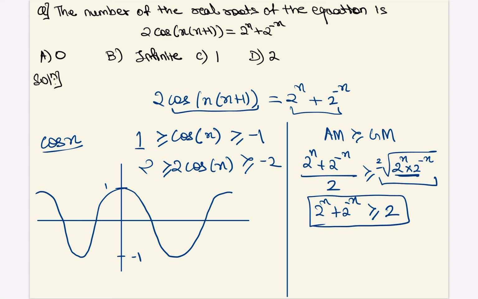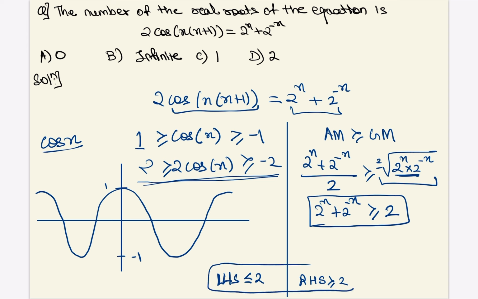Now you can see we have one function, this, which is less than or equal to 2. So the left hand side is less than or equal to 2, and the right hand side is greater than or equal to 2. That means that both of them will equate at 2. Fair enough. They will both equate at 2.